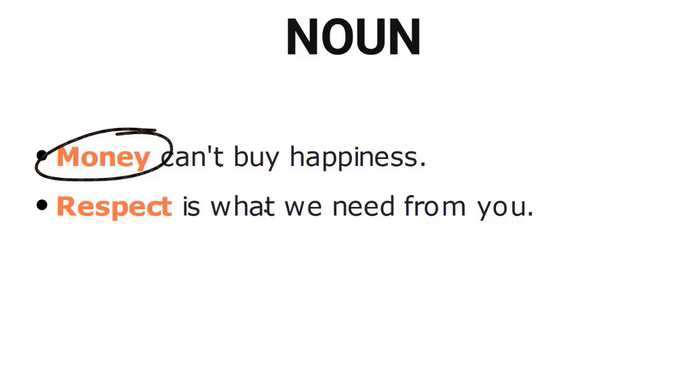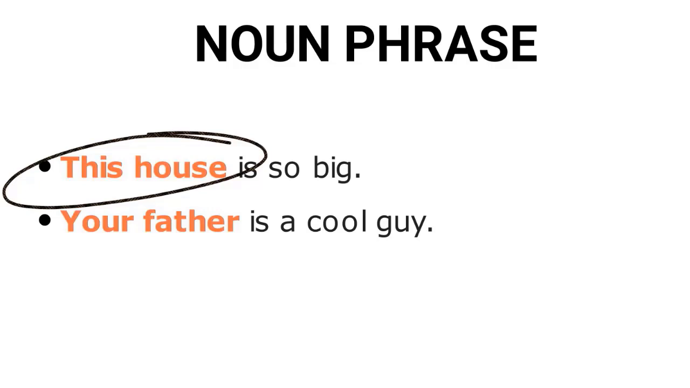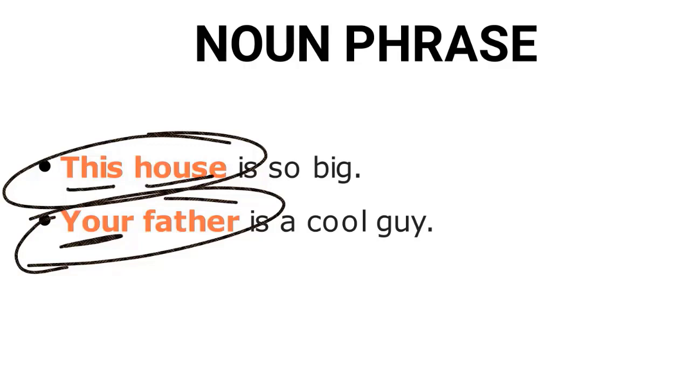Respect, abstract noun. Respect is what we need from you. So it's a noun. It can be a noun phrase. This house is so big. This house, noun phrase: modifier plus a noun, right? This, determiner; house, noun; noun phrase. Your father is a cool guy. Your father: your, possessive adjective, determiner; father, simple subject, noun. Your father, noun phrase. So it can be a noun phrase.